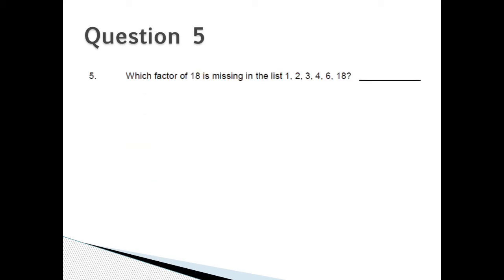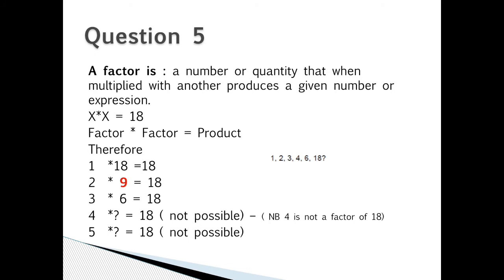What factor of 18 is missing in the list? 1, 2, 3, 4, 6, 18. A factor is a number or quantity that when multiplied with another produces a given number or expression. So x times x is equal to 18. Factor multiplied by factor is equal to a product. Therefore, the missing factor is 9. It's also important to note that 4 is not a factor of 18.